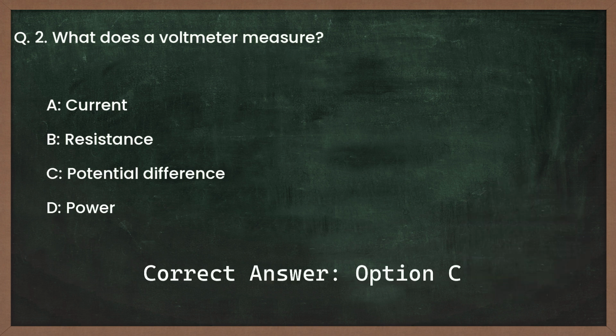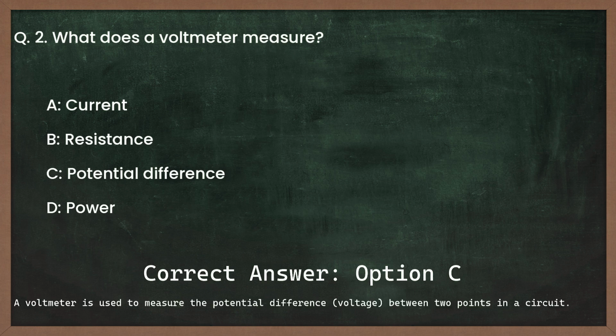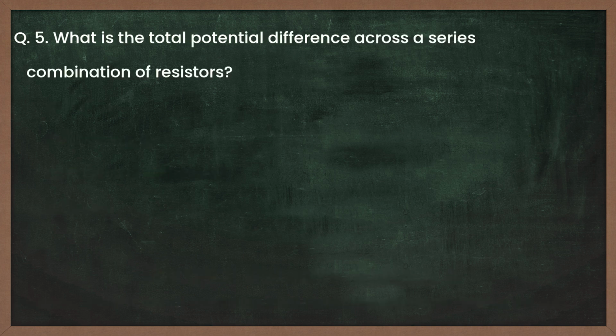The correct answer is option C, which is potential difference. A voltmeter is used to measure the potential difference, voltage, between 2 points in a circuit. Question 5. What is the total potential difference across a series combination of resistors?